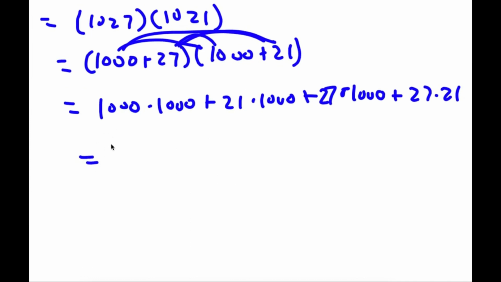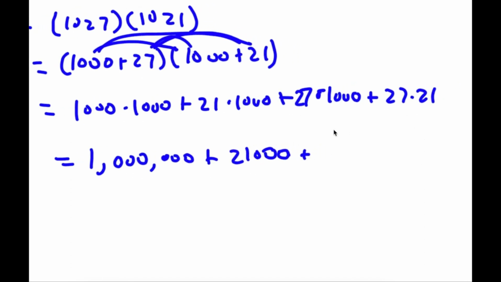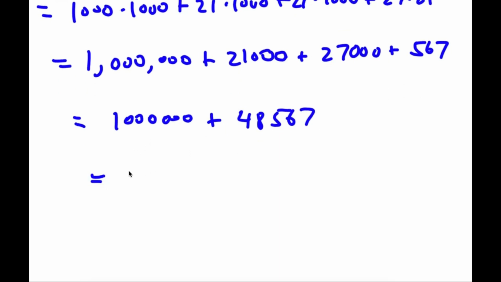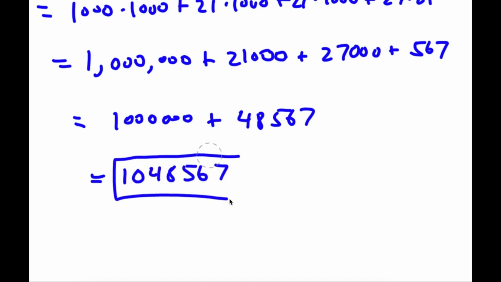Now 1000 times 1000 is going to be 1 million, so I have 1 million plus 21 times 1000 is 21,000 plus 27 times 1000 is 27,000 plus, finally, 27 times 21 is 567. Now if I add all these up, 21,000 plus 27,000, that is going to be 48,000, plus 567 is 48,567, and now 1 million plus 48,567 is 1,048,567. So this is my answer.